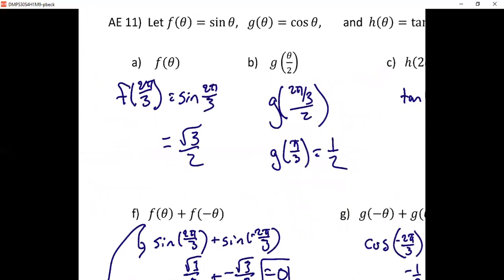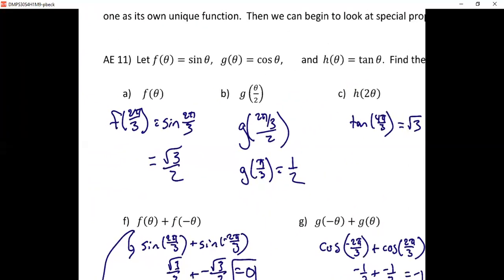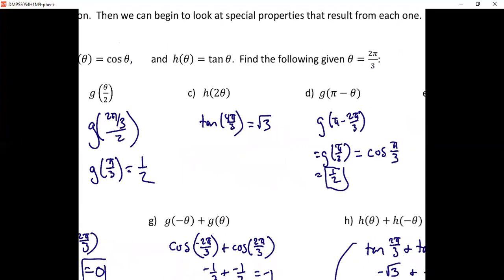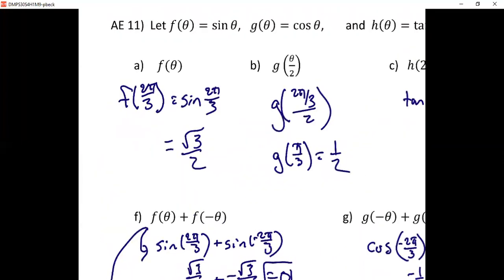So if we have f of theta is going to be the sine of theta, and I'm told that theta is 2 pi over 3. So what this means is, what is f of 2 pi over 3? Meaning, what's the sine of 2 pi over 3? And we should know that value really well. That'd be the y value at 2 pi over 3, which is square root of 3 over 2.